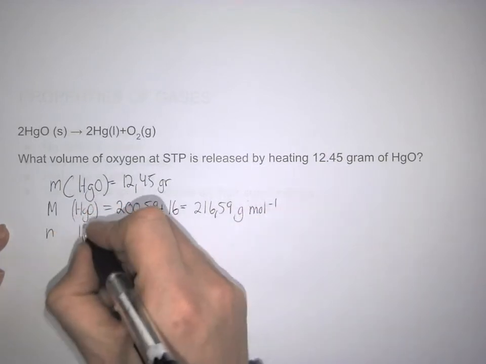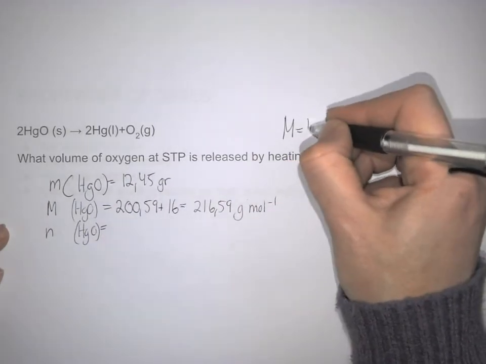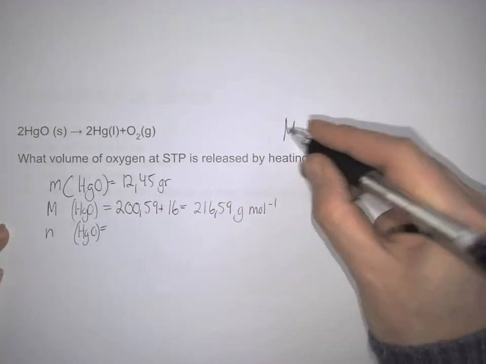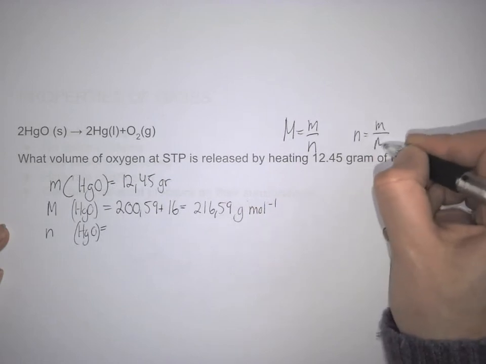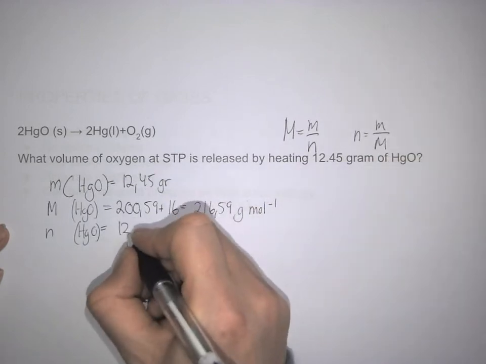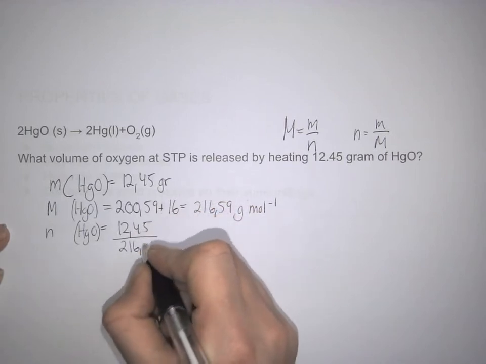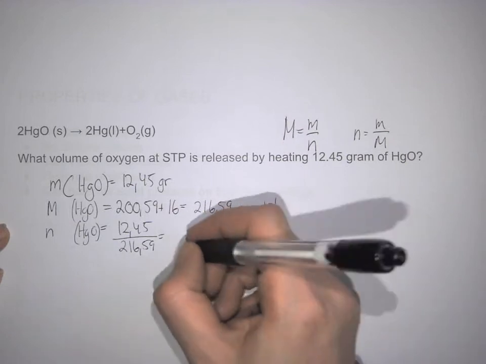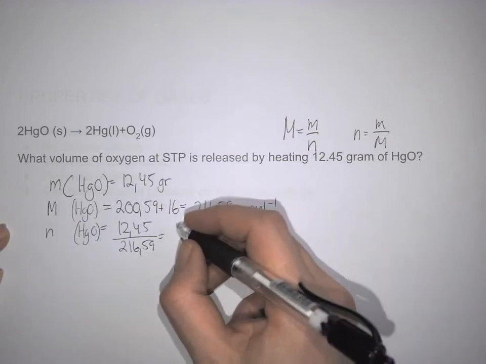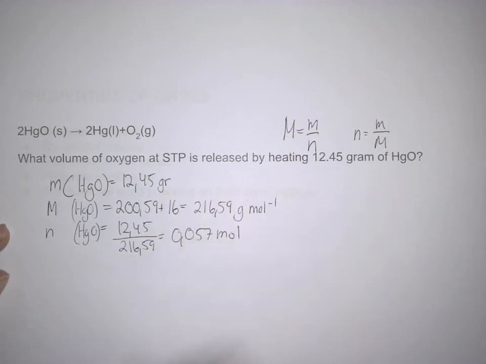And now you can calculate the amount of substance, because with this equation you can see that amount of substance is the mass divided by the molar mass. So you take 12.45, divide that by 216.59, and that will give us an amount of substance for the HgO of 0.057 mole. You can put that on your calculator if you want to.